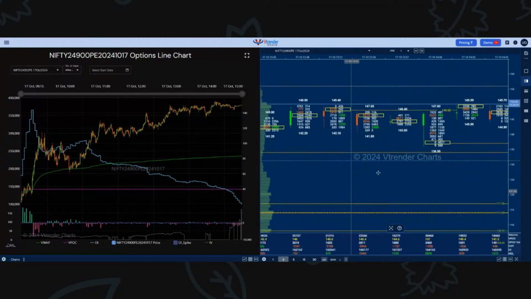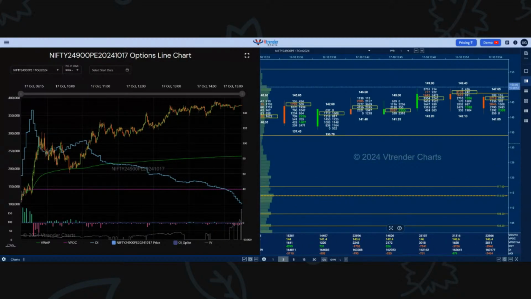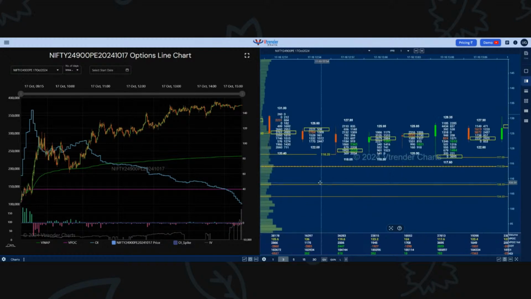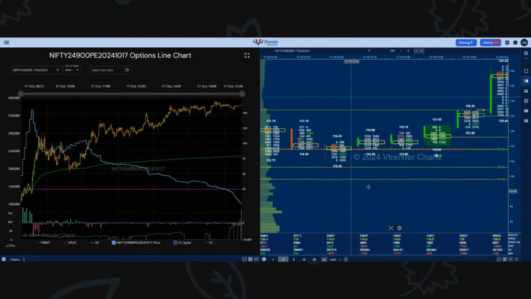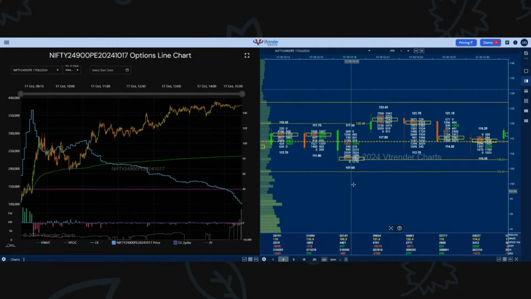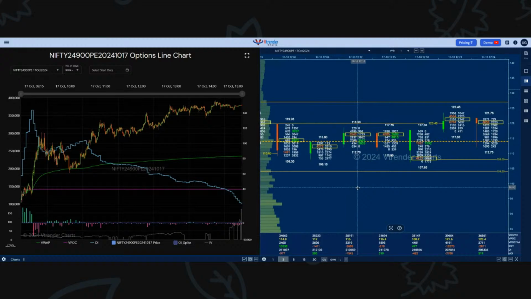So I'm just switching to the order flow chart of the 24,900 and see what we did from the morning. Also, another point I would want to stress here is that we are looking at line charts to see where the writers are getting hit.